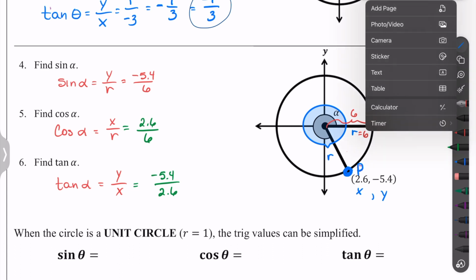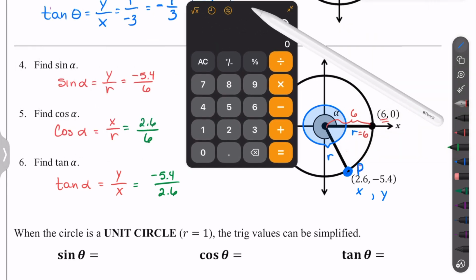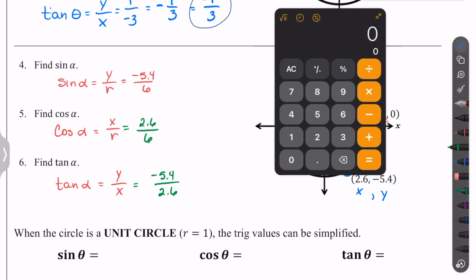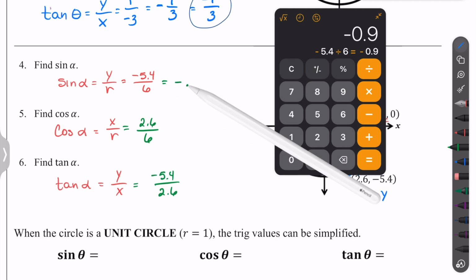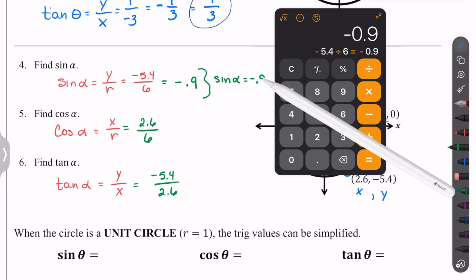So I'm going to add my calculator to this page if I can. Add calculator, there we go. Just got a nice simple one here. So negative 5.4, that's supposed to be negative, divided by 6. So this is sine of theta, negative 0.9. Now this is kind of unwieldy the way I've written all that, so it looked like this: sine of not theta but alpha equals negative 0.9.